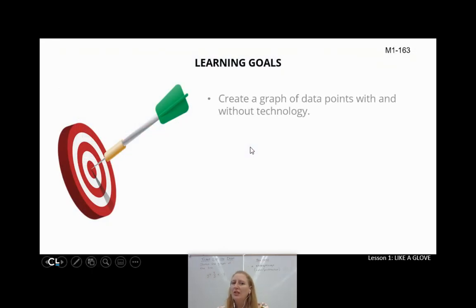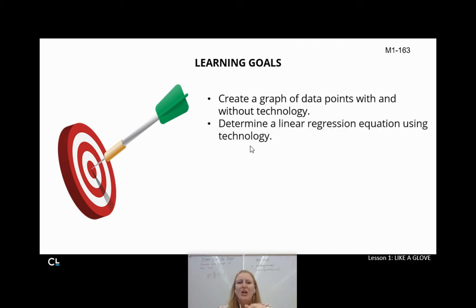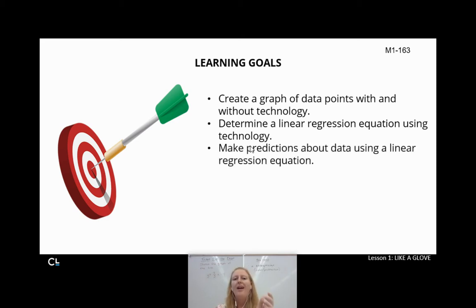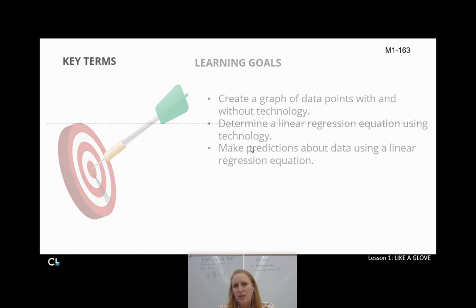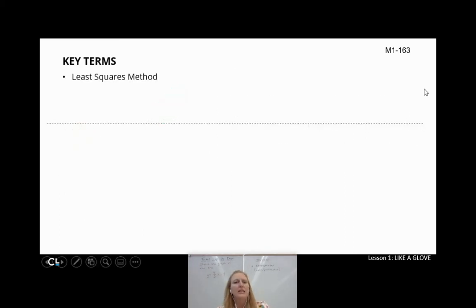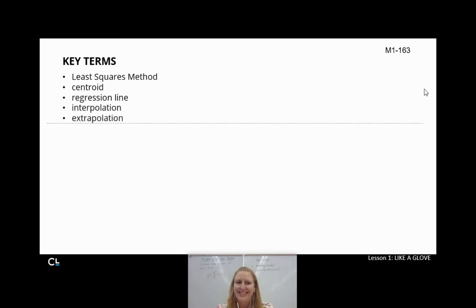So we do have several learning goals today. We're going to create a graph of data points, both with and without technology. You're going to determine a linear regression equation using technology. I'm not making you do that by hand because that gets crazy. And we're going to make predictions about our data using a linear regression equation. There are a lot of key terms like least squares method, centroid, regression line, interpolation, extrapolation. We're going to talk about all of these today.